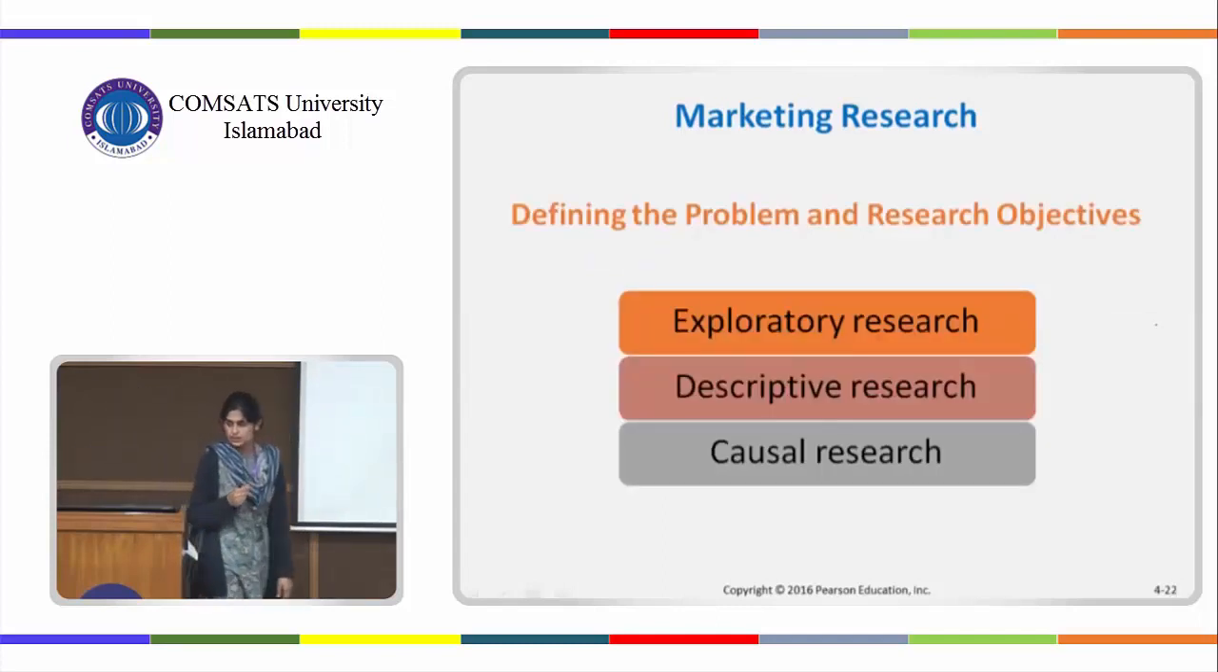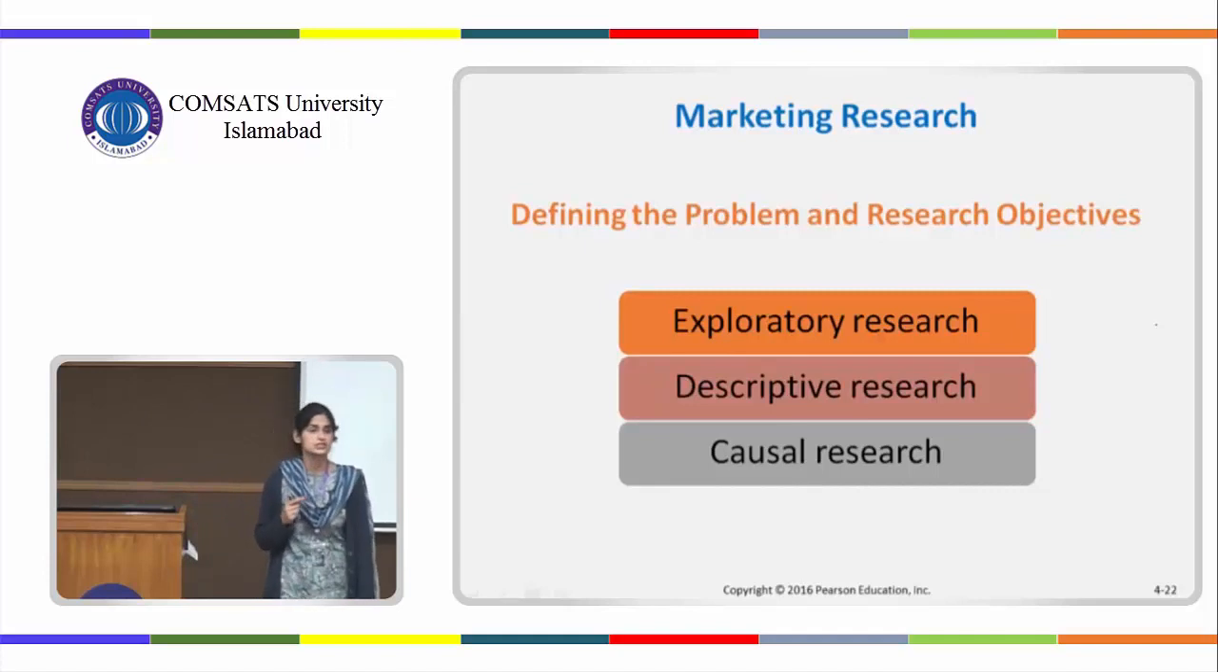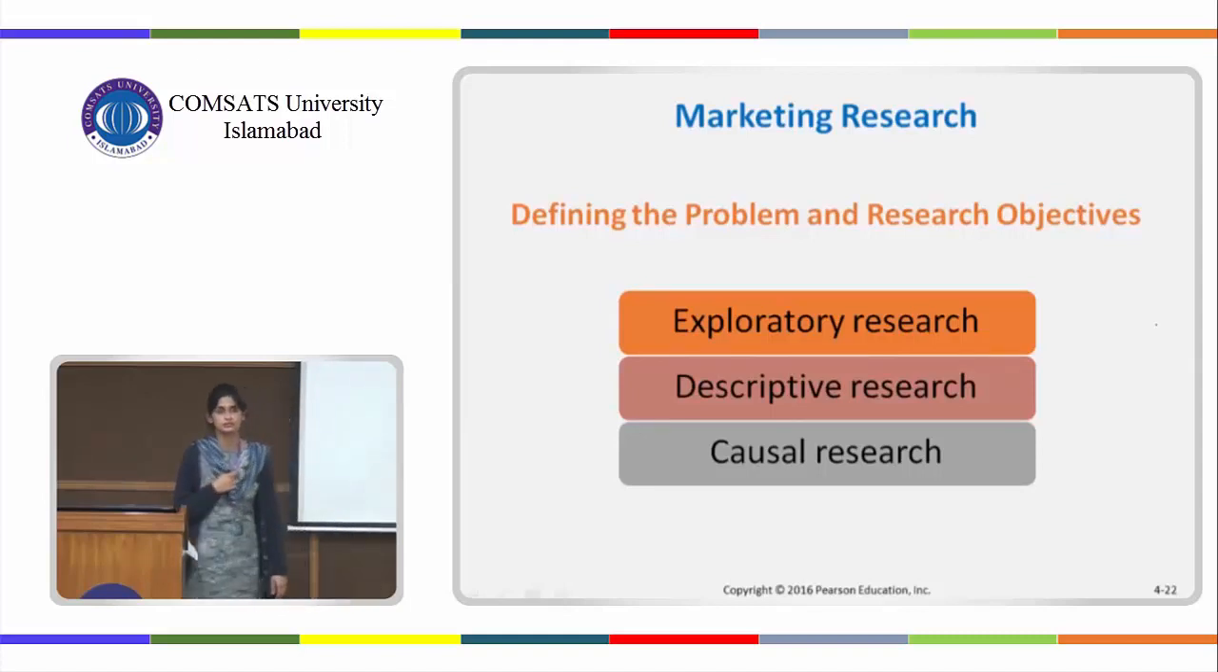Now we talked about defining the problem and research objectives, in which we said that there are three types of research that you can undertake, right? So the first form of research is called exploratory research.